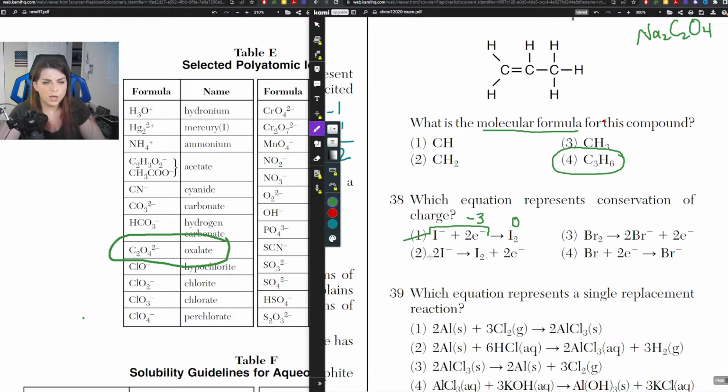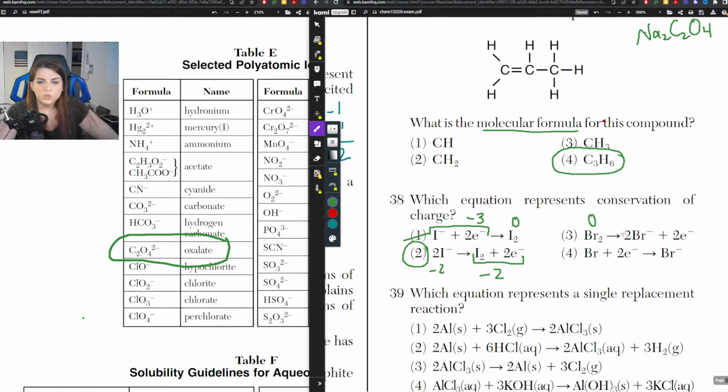Choice 2, we have obviously -2 in those 2 iodines. And then over here, we have iodine with a 0 and -2 on those electrons. So I'm going to guess that this is the correct answer, but I'm going to do the others for the sake of learning. Over here, we have bromine, the element, which is 0.